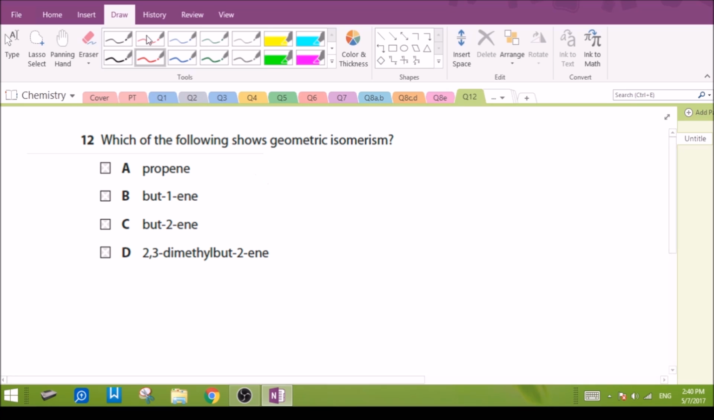Which of the following shows geometric isomerism? Let us try to draw the structures for the 4 options. Propene, alright, and then if you observe the double bonds, the propene cannot have geometrical isomers because this carbon has 2 identical groups. That will not allow it to give us geometric isomers. There will be no cis trans.